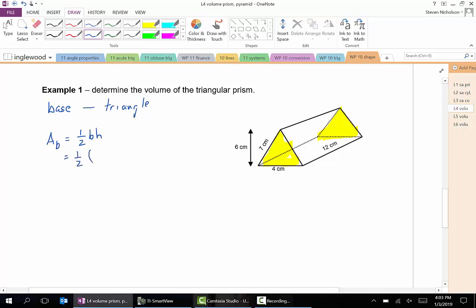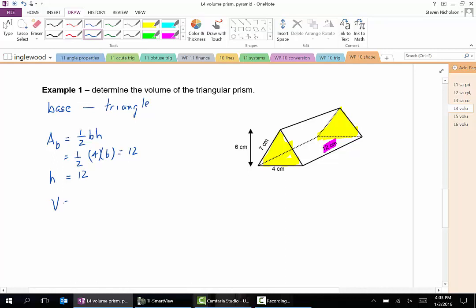And the area of the base is equal to 1/2 base times height because it's a triangle. And then the base is 4 in our example, and the height is 6. And 1/2 of 24 is 12. I'm not going to put the units in right now. I'll leave the units till the very end. So the area of the base is 12, and the height is also 12.